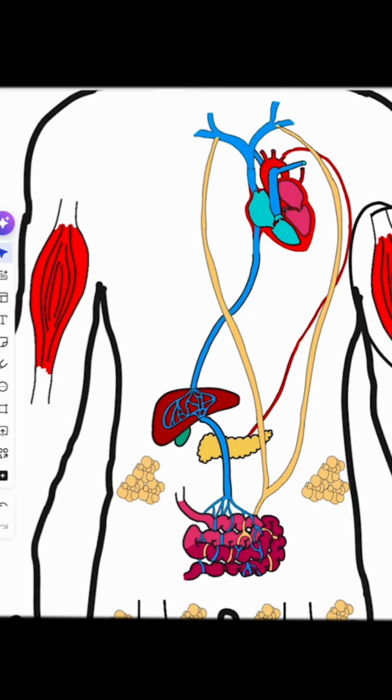Remember that we also said we have glycogen in the liver. Well, the liver is also doing glycogenolysis and it's breaking down the glycogen, but the liver is sending that glucose out to the rest of the body for the body to use.